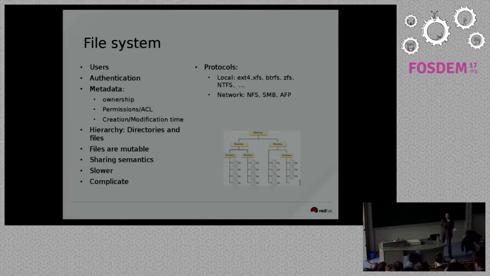Not all file systems, but many have sharing semantics, so you actually can lock the file for read-only or completely for you, and two different applications can use and write to the same file at the same time. We have local file system protocols like ext4, XFS, and so on. And we also have network file protocols like NFS and SMB. And AFP is the Apple protocol, but lately they decided not to use it anymore, and they're moving to SMB.